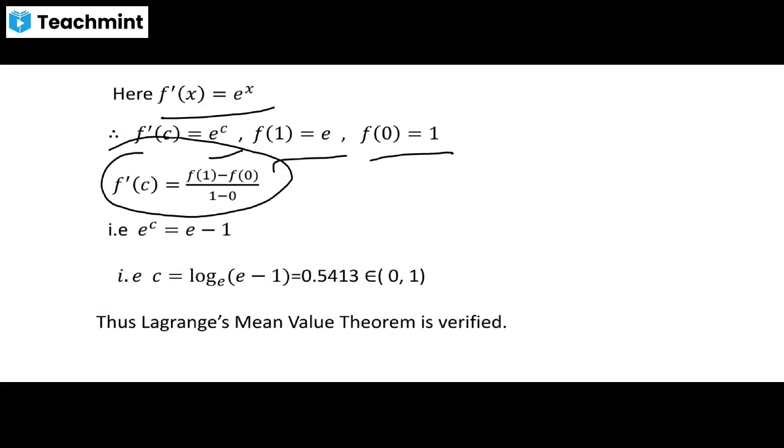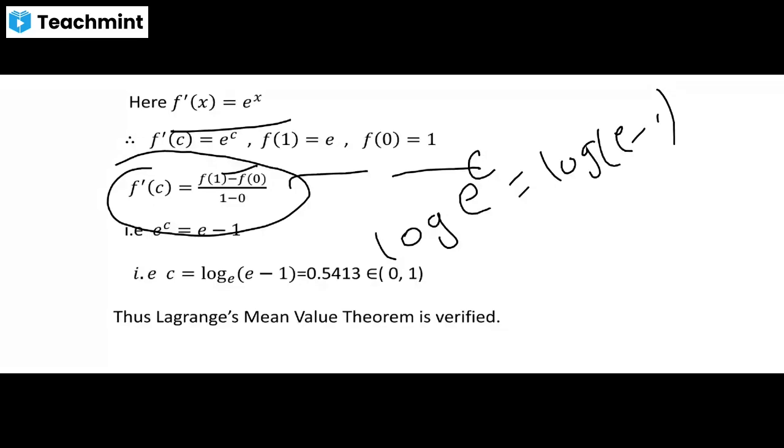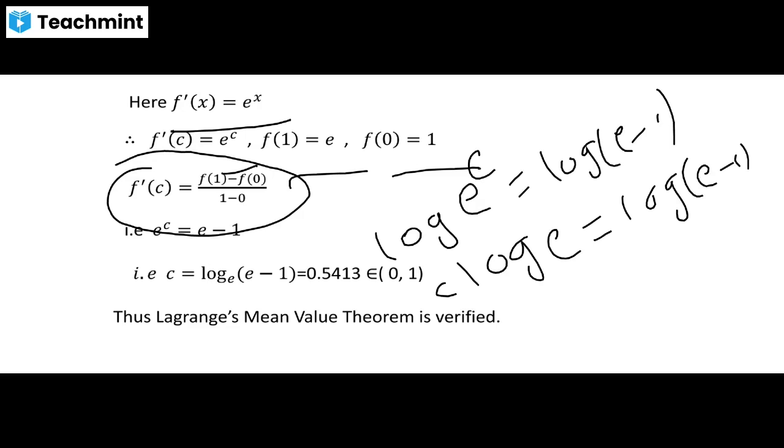Okay, what is the next step? Here e power c is equal to e minus 1, taking log on both sides. Our intention is to calculate the value of c, isn't it? c log e is equal to log of e minus 1. By laws of logarithm, log m to the power n can be written as n into log m. Similarly, we can write this as c into log e, equal to log of e minus 1. If no base is given, it is understood to be base e. What is log e of base e? Its value is 1. Therefore c is equal to log of e minus 1.